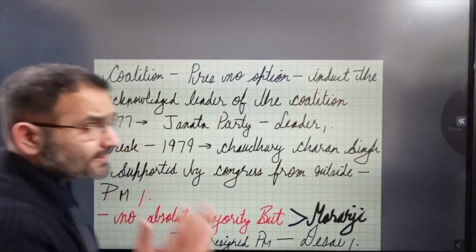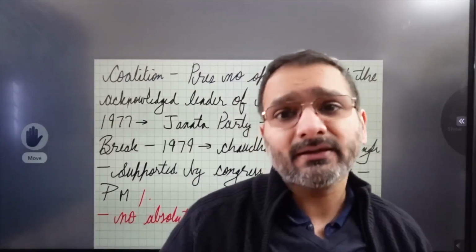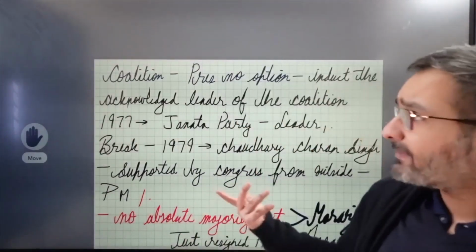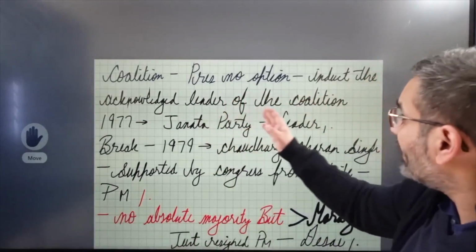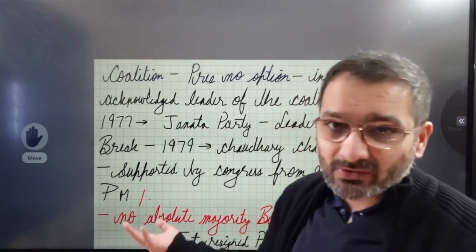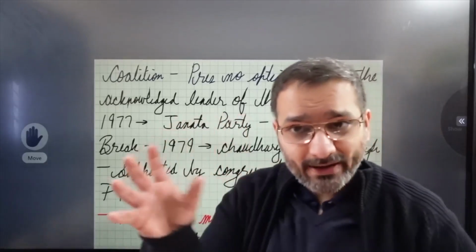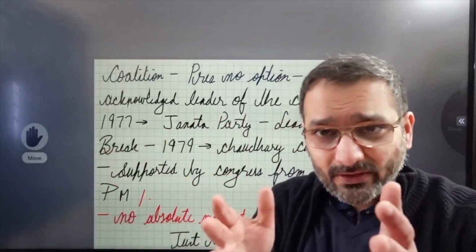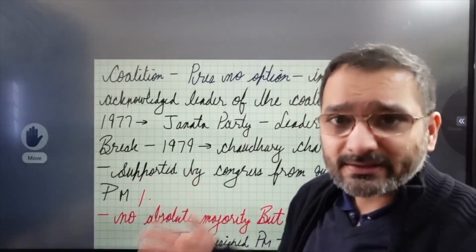Okay, so in a coalition now, we have already discussed whoever has the majority and whoever is the leader, therefore becomes the PM, correct? What happens in a coalition? President has no option but to induct the acknowledged leader of the coalition. President के पास क्या option है? I mean, there is no clear-cut majority, right? There's a coalition government, or a lot of parties have come together and they are claiming the majority. So whoever is the acknowledged leader, President will appoint him as the Prime Minister.